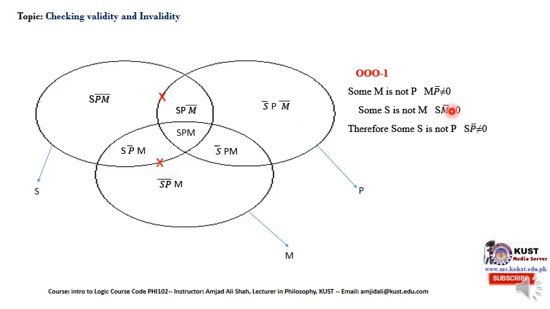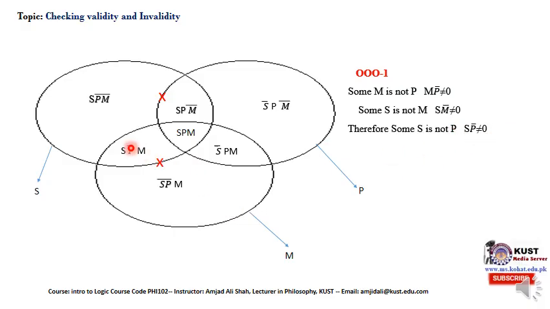The second premise says Sm bar is not equal to 0. This is Sm bar and this is Sm bar. Again, we will have to put x on the line. And if you look for the conclusion, you will not find the conclusion. It is invalid. As I mentioned earlier, whenever x appears on the line, the argument is basically invalid. So Sp bar is not equal to 0.